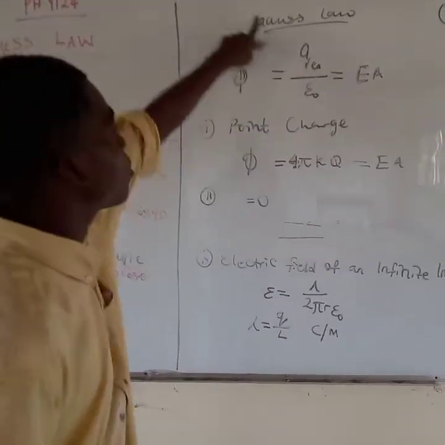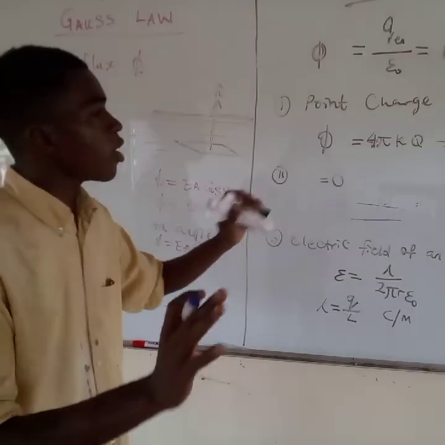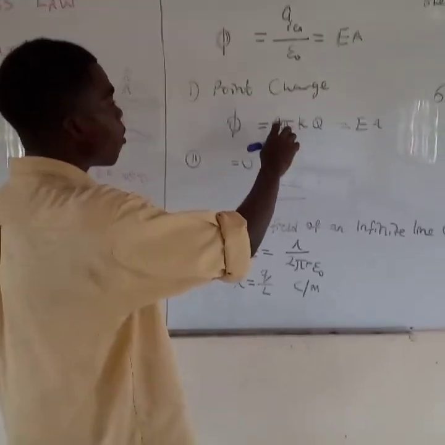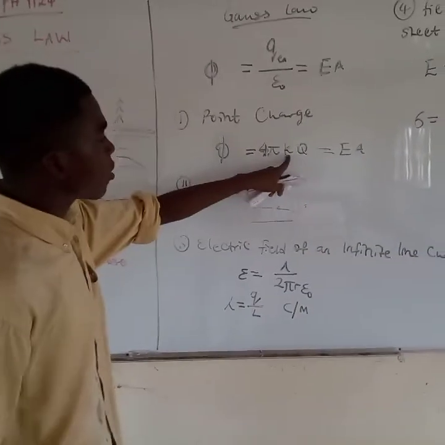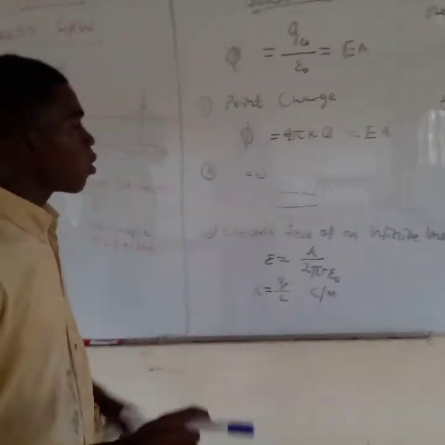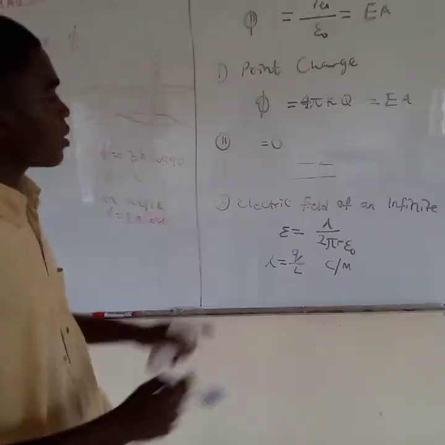Now we apply Gauss law to a point charge. We don't really need to do the calculus derivation. Just know the formula and you are good to go. So the first one was phi equal to charge over 4 pi times the permittivity constant. So this is applied to a point charge. Don't worry, we will do more of this when we get to problems in the next class.